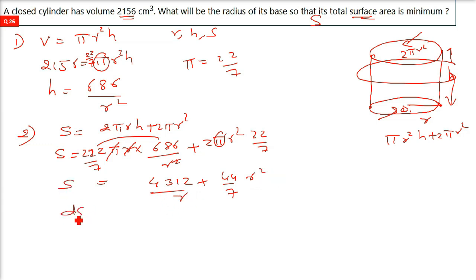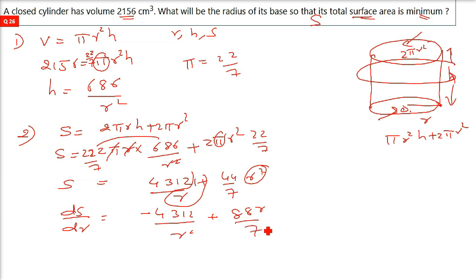Now next thing is dS by dr. Differentiation we have to do, because minimum and maximum can only be found like that. So it will be minus 4312 by r squared. 1 by r differentiation is negative 1 by r squared. And the derivative of r squared will be 2r, so it will be twice r into 44 by 7. Next thing is dS by dr equals 0.